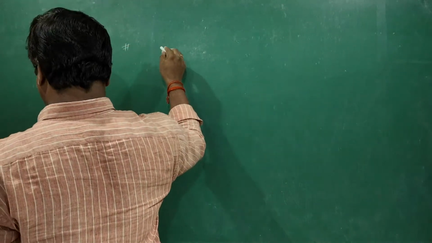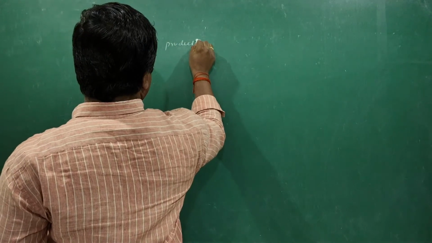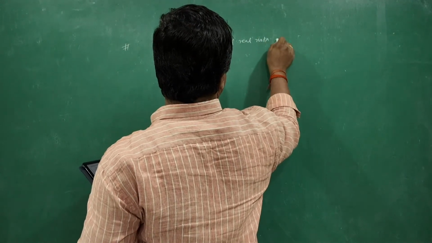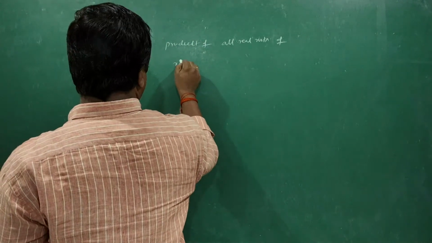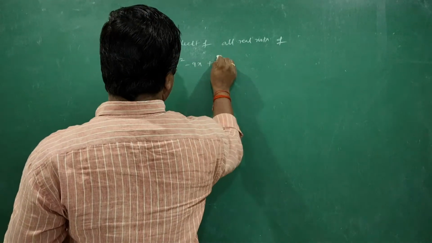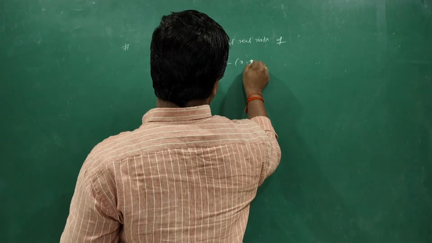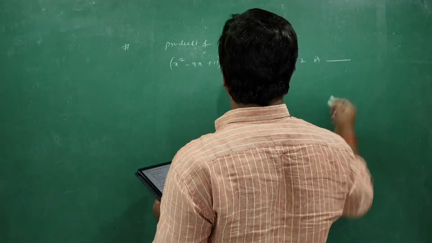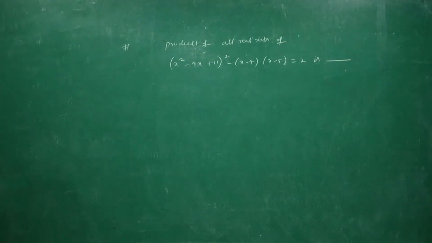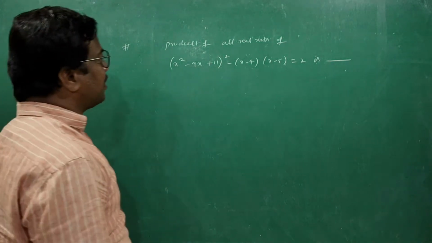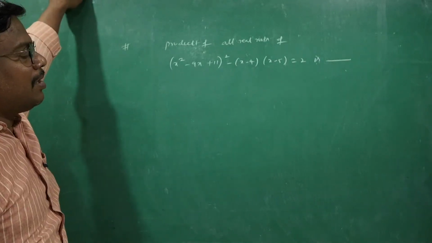Product of real roots of the equation. Question from theory of equations. Product of all real roots of the equation (x square minus 9x plus 11) whole square minus (x minus 4) into (x minus 5) equal to 2 is. This is the question. So this is actually a fourth degree equation, right? And for this fourth degree equation you have to write the product of roots.